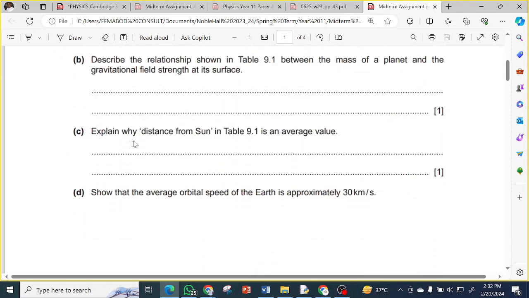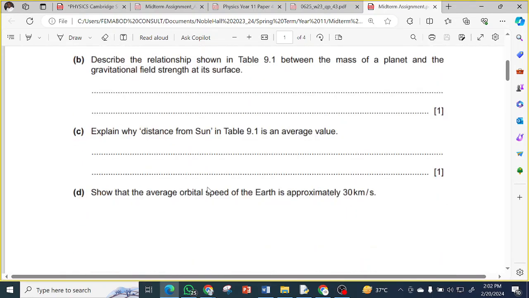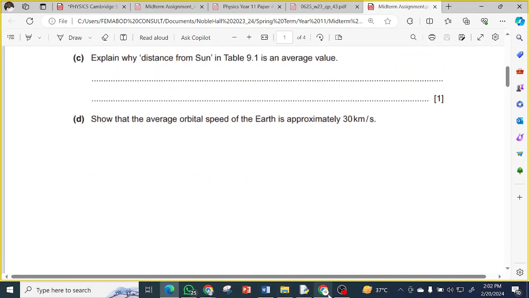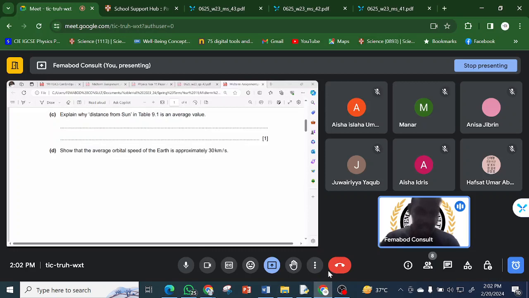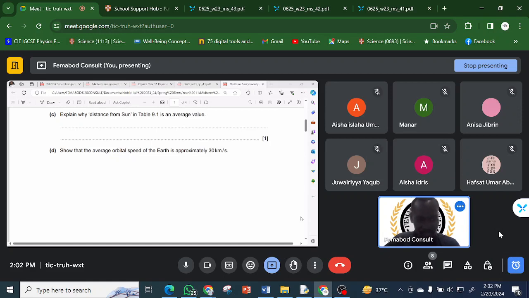So let's look at the next question. They said we should explain why distance from the sun in table 9.1 is an average value. Look at it, they said average distance from the sun. Why is it called average distance from the sun? Why can't they just tell us that it is distance from the sun? I remember I mentioned it when I was talking about the syllabus, that they use average distance.